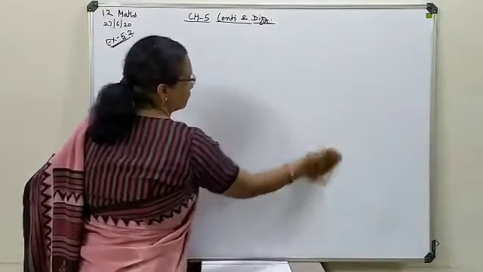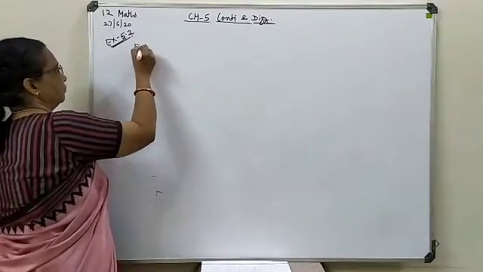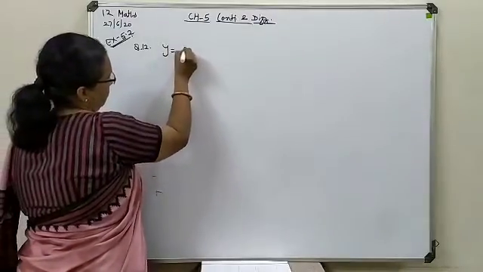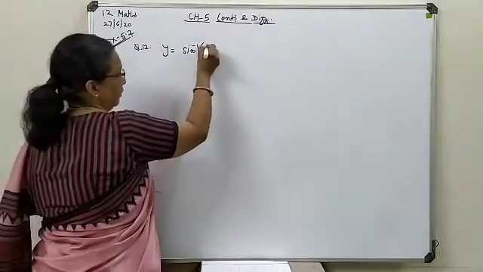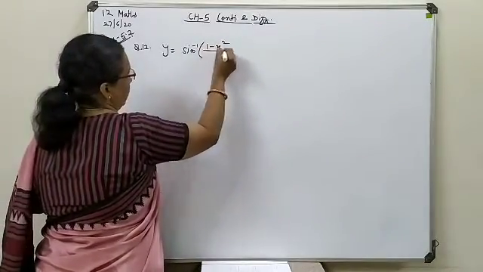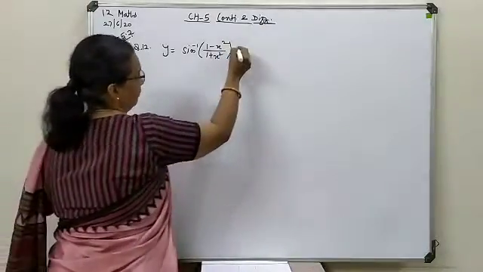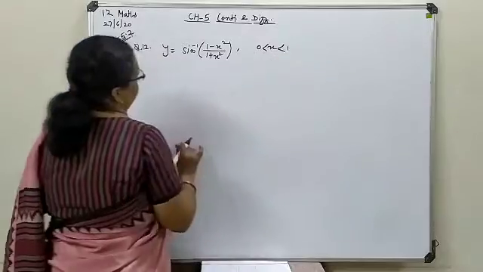In the 12th question, your term is given as sine inverse of (1 minus x square) upon (1 plus x square). The range for x is available as 0 to 1.